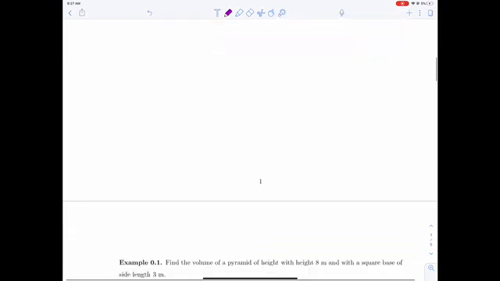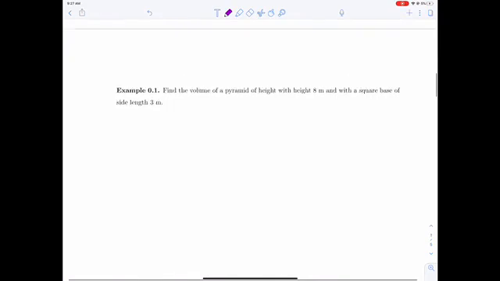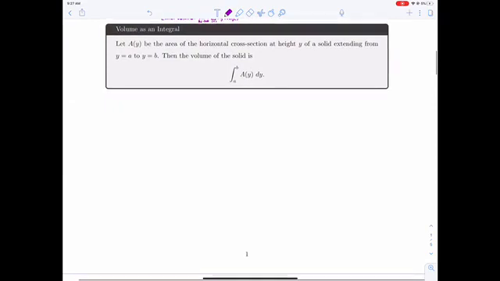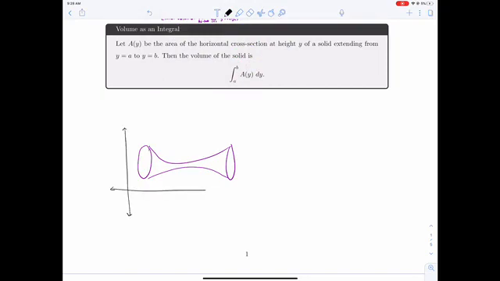So let's see an example of this. Sometimes, instead of taking horizontal cross-sections, or cross-sections perpendicular to the y-axis, we may want to take cross-sections perpendicular to the x-axis. So if we had an object like this, and we embedded it into the axis like this. Now this is a 3D object, so this would actually be in 3D space.